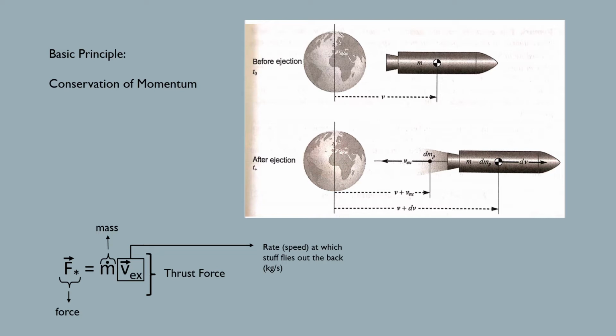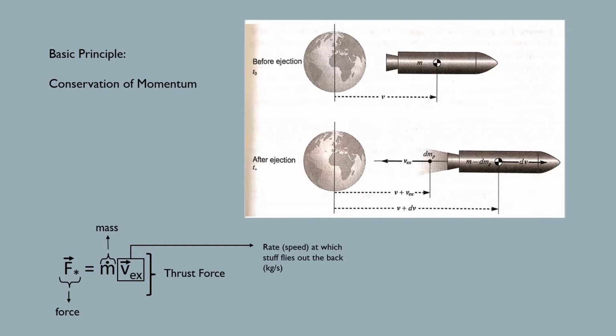Then, in the after ejection case, which is just below that, we've thrown some stuff out of the rocket, and the stuff being thrown out has a velocity of v sub ex, which is the velocity of the exhaust. So this exhaust now has some backward momentum. However, total momentum has to be 0 by the conservation of momentum, meaning that the rocket must have equal forward momentum to cancel the backward momentum of the exhaust, keeping the total momentum 0.